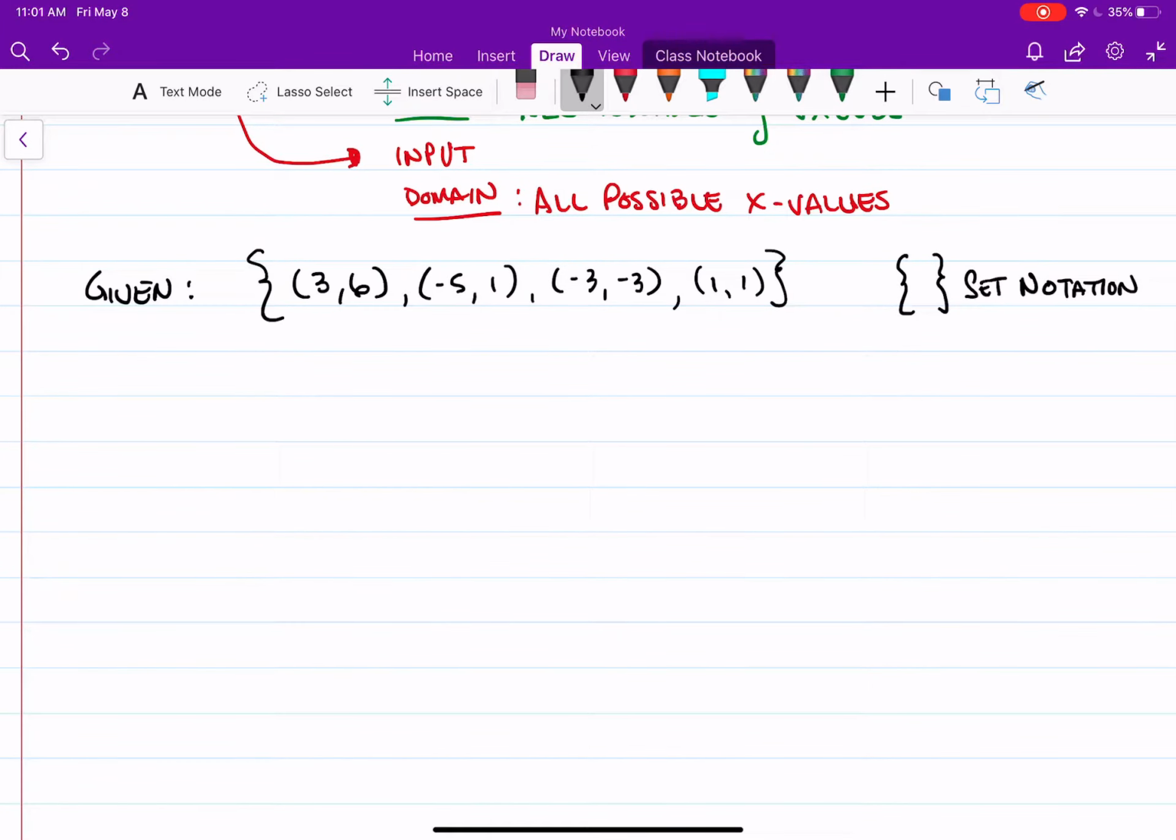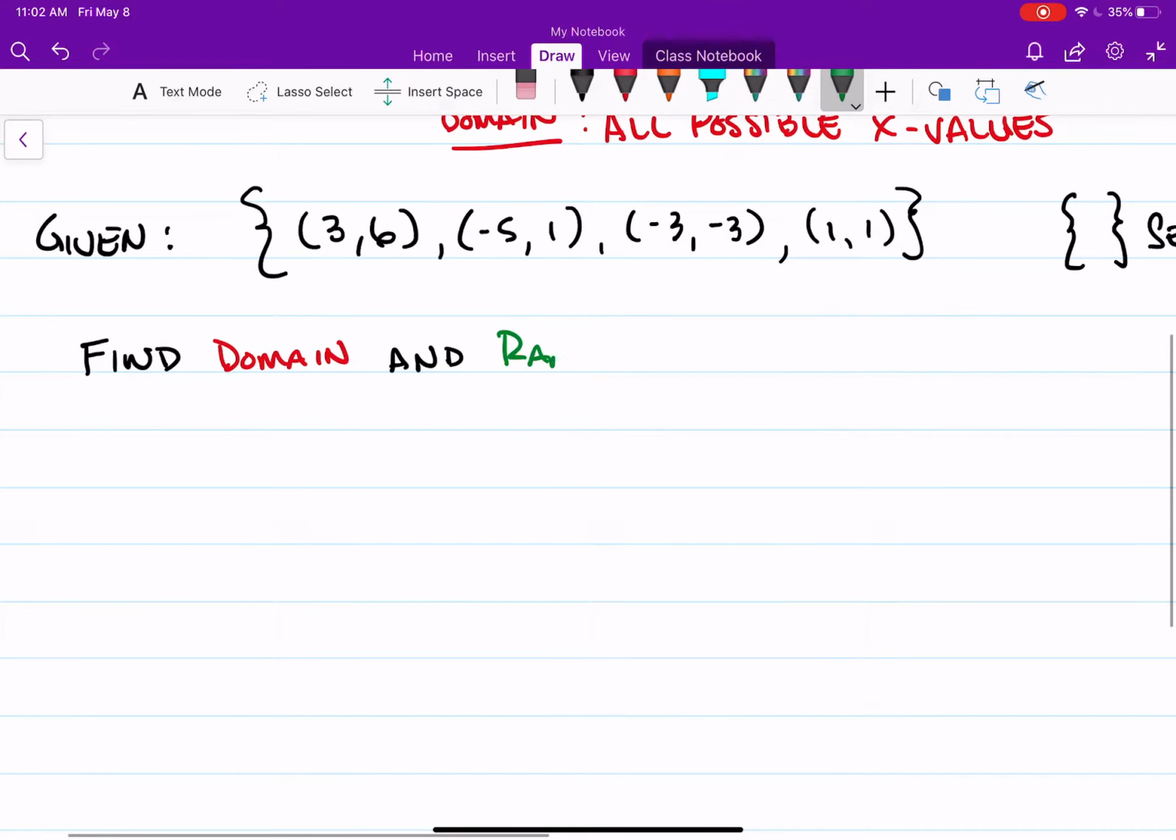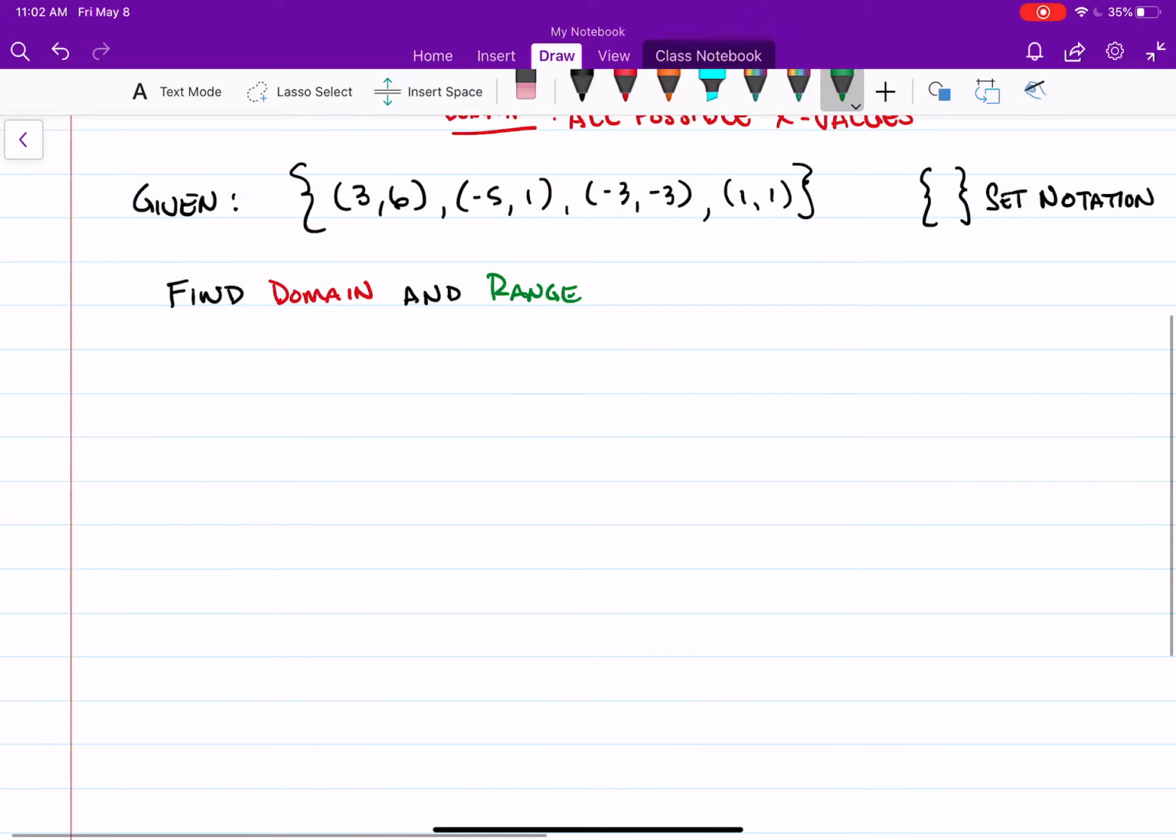All right, so from here, it's going to give you a set of points, and I want you to find the domain and range. Okay? So the domain is all possible x values.